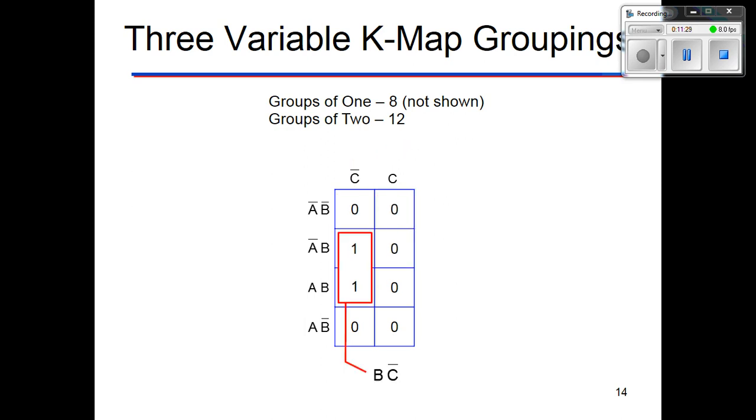Same deal over here. Over here, you can see that it's not A and A that cancel out. So the answer is B and not C.